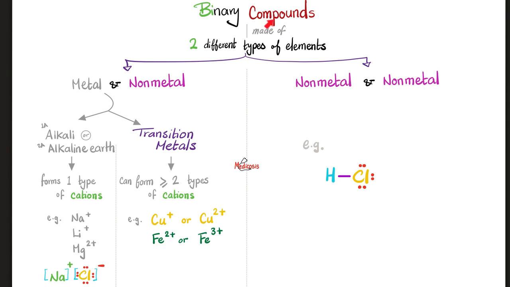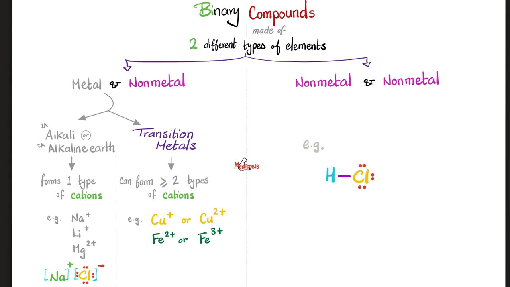Next, what is a binary compound? The word bi means two, so it's a compound made of two different types of elements. Sometimes these two elements are metal and non-metal, or it's possible that the two different elements are two different non-metals, like hydrogen, a non-metal, and chlorine, a non-metal. Let's go to metal and non-metal.